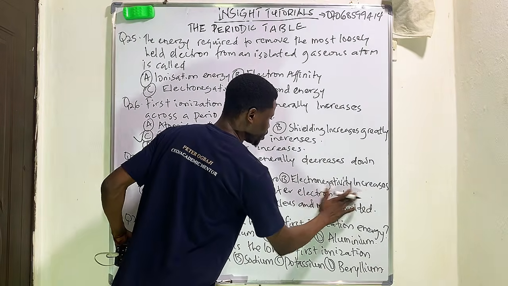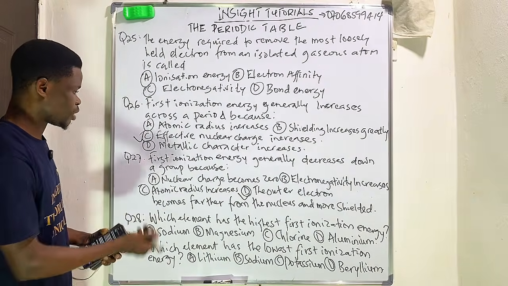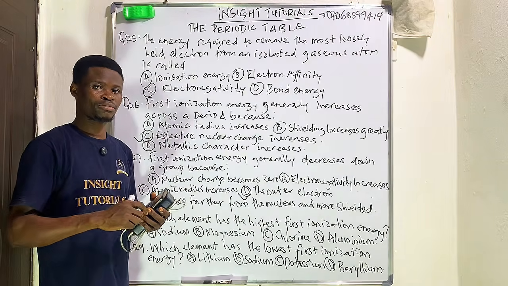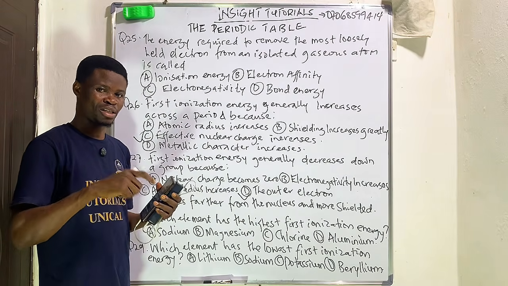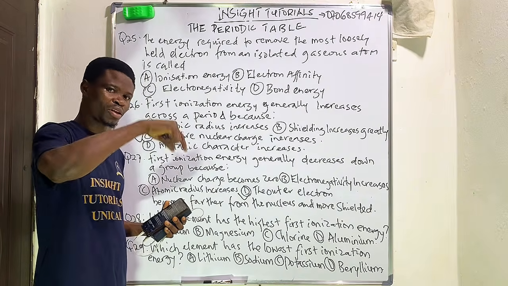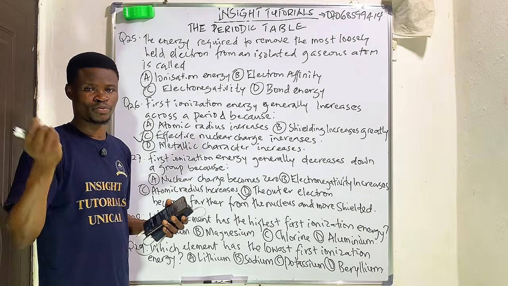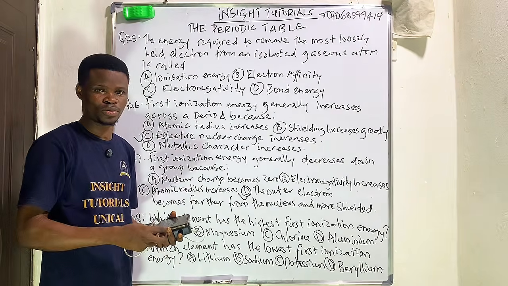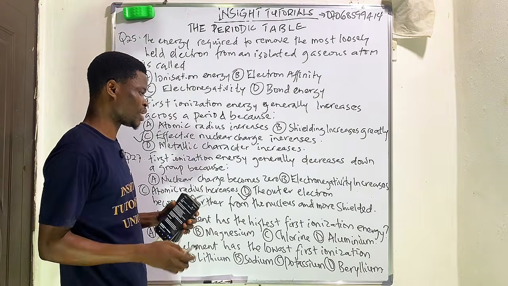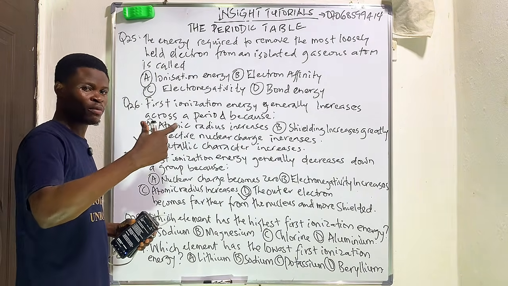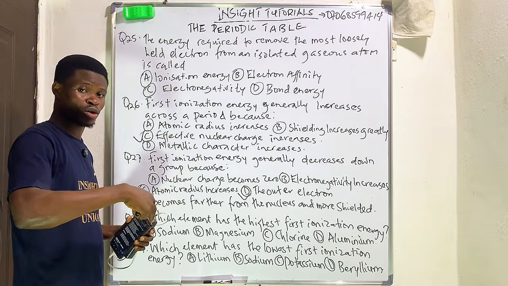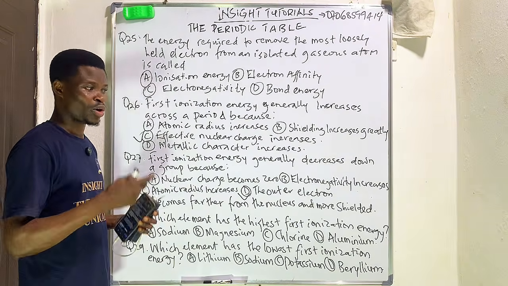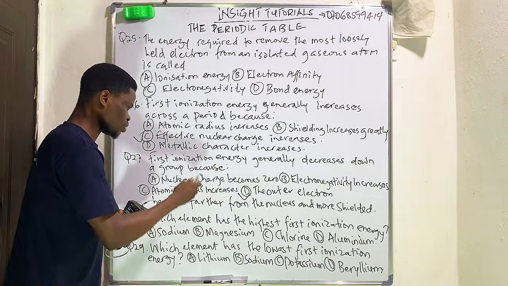The outer electron becomes farther from the nucleus and more shielded. That is to say that the more distance and the more shielded an electron is, the weaker the hold on the outer shell, and it makes it easy to be pulled off. So ionization energy weakens going down the group. You understand? What is very important is that the farther away an electron is from the nucleus, the easier it is to pull it out of that particular element. So option D is correct.